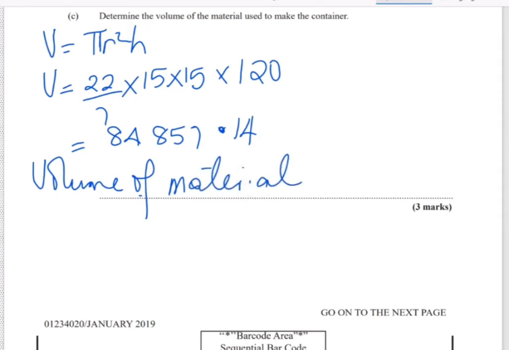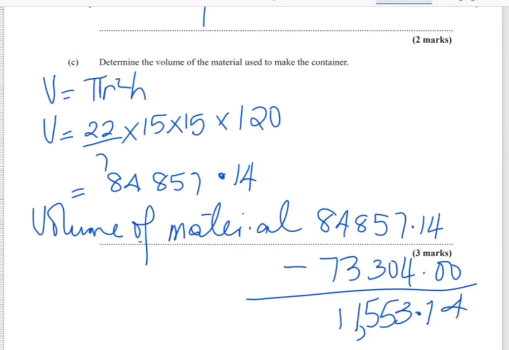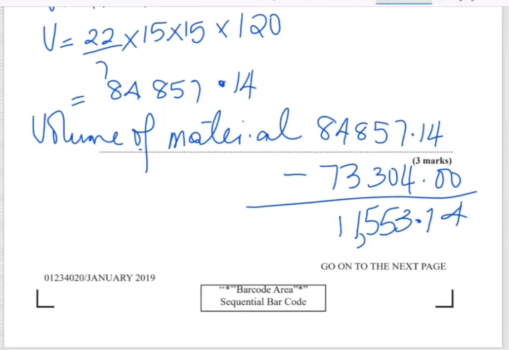So the volume of the material is 84,857.14 subtract 73,304.00. No, just write it like this. So that's 4, that's 1, that's point, and that's 3, 0 from 5, 5, and that's 5 again, and that's 1, and then that's 1. So this is now 11,553.14.